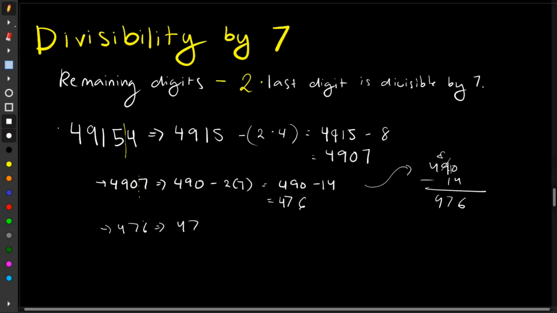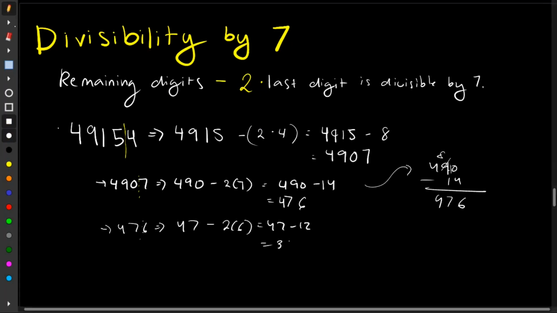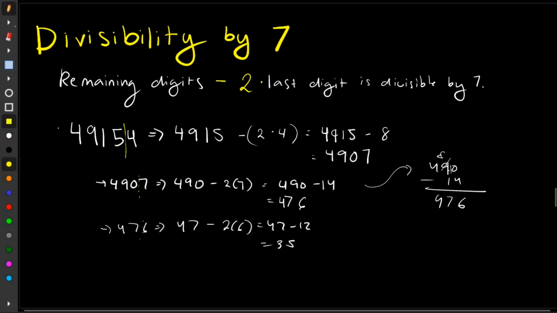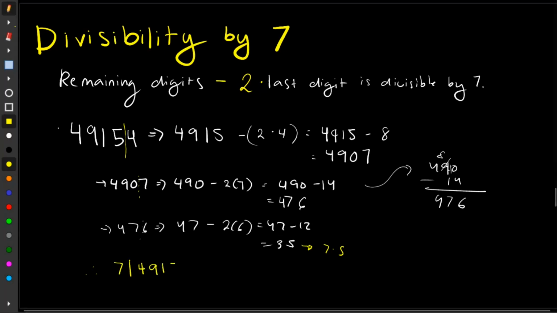We cut it out here. 47 minus 2 times 6 will give us 47 minus 12, which is 35, which is now more clear, since 35 is simply 7 times 5. So thus 7 divides 49,154.